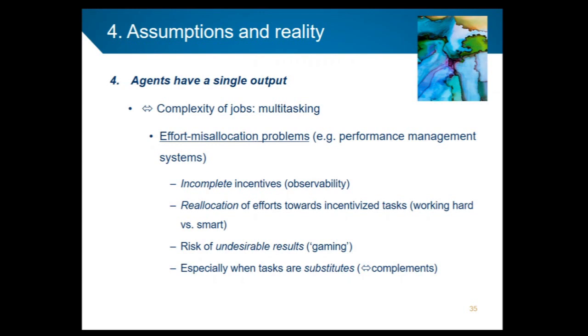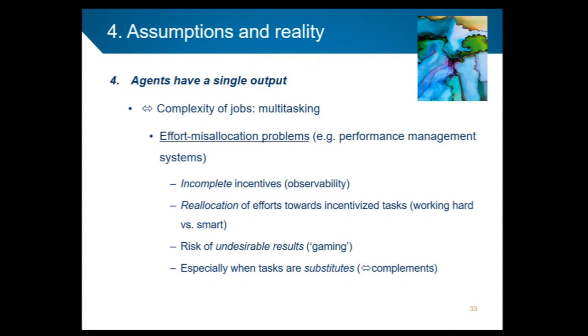Now, of course, what will rational junior professors do? Junior professors, as rational agents, will invest more time in research, so in the visible performance, than in teaching, the invisible performance. So they will reallocate their efforts towards more incentivized tasks. Or what they will also do is game performance. Now, what is game performance? Game performance is actually goals becoming ends in themselves.